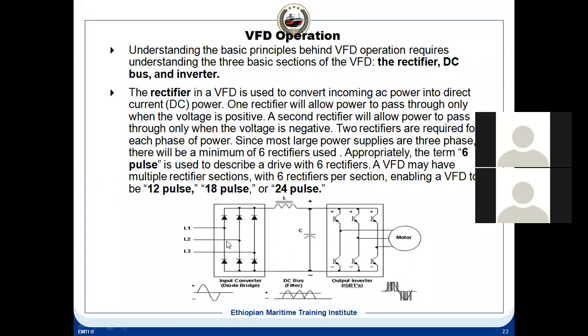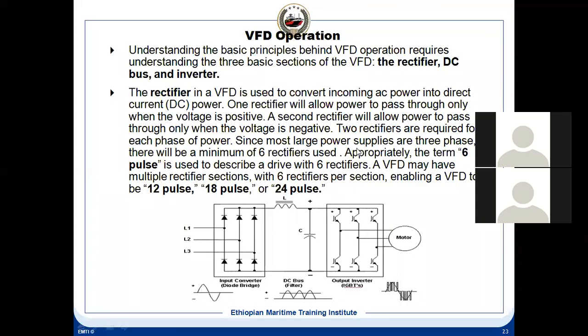Now why do we need a rectifier? The input AC supply is given here. It is used to convert an AC supply into a DC. So the rectifier section has how many rectifiers? 6 rectifiers. One rectifier will allow power to pass through only when the voltage is positive. The second rectifier will allow the power to pass when it is negative. So 2 rectifiers are used for each cycle.